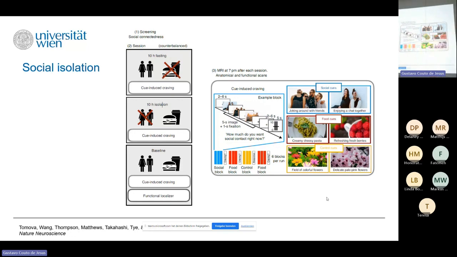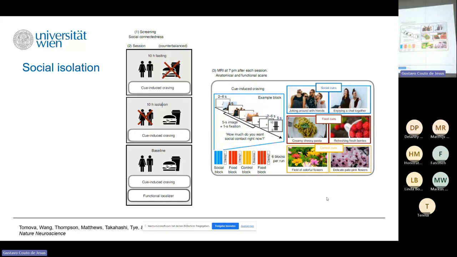In the fasting condition, they were not allowed to eat. In the isolation condition, they were restrained from any social contact, while in the baseline condition, they were able to eat and to meet whoever they wanted. The research question was to understand, when you are deprived of a particular motivator, like for example food or social contact, does the system create a sort of craving for the stimulus that you are missing?